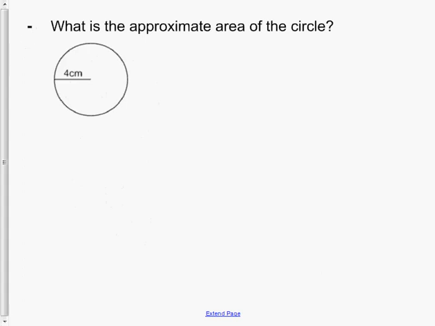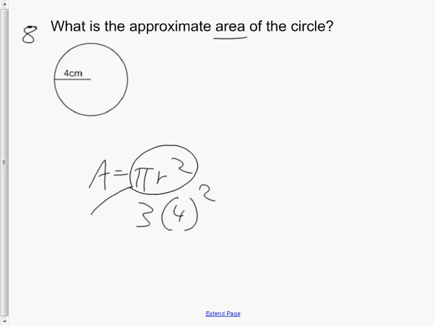In question 8, what is the approximate area of this circle? So area of a circle is equal to pi r squared. Pi is 3, the radius is given as 4, and squared. You have to remember that once I write my formula, pi r squared, and I substitute the numbers that I know, pi being 3, r being 4, and squared, I now have to simplify it using BEDMAS.